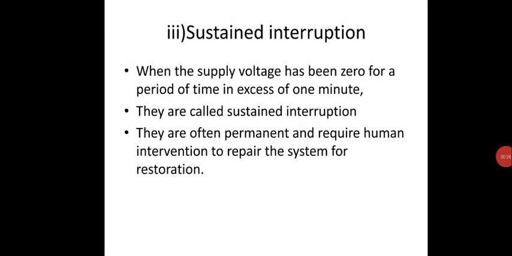The next one is the sustained interruption. When the supply voltage has been zero for a period of time in excess of 1 minute, then we call it sustained interruption. They are often permanent and require human intervention to repair the system for restoration. Sustained interruption means, when heavy rain and heavy wind come, the KSEB authority will cut the power to your home. That we call sustained interruption.